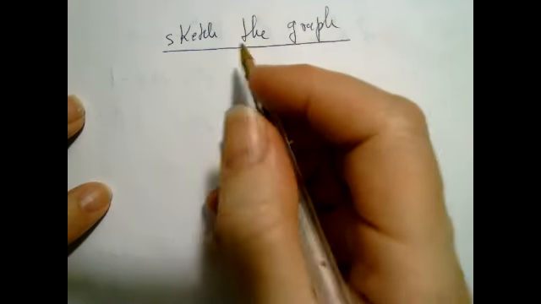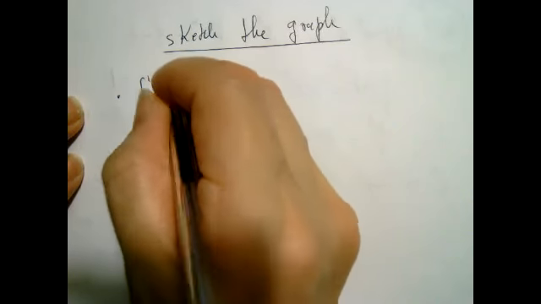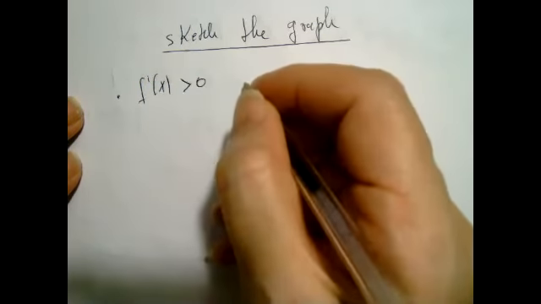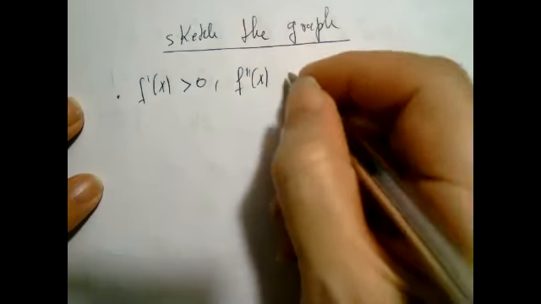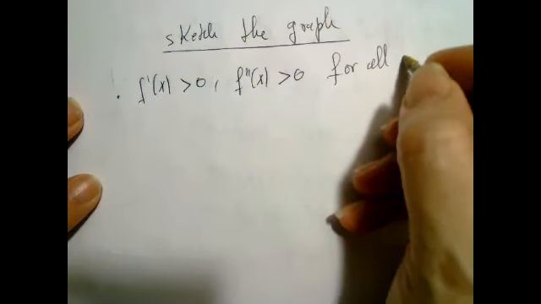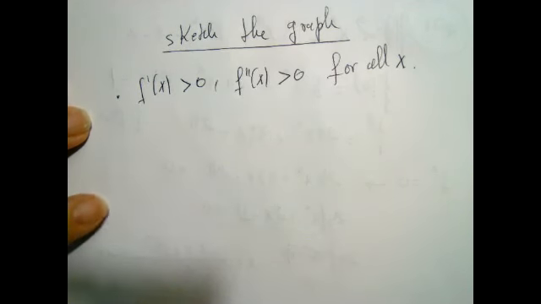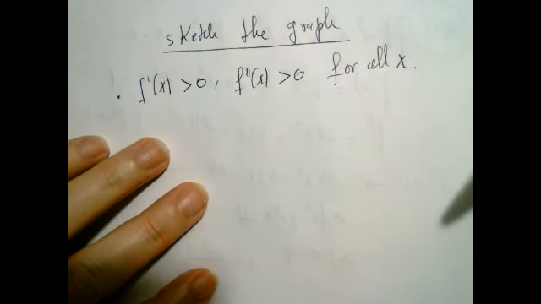So let's sketch the graph of a function that satisfies the following. So very quickly on a piece of paper, f prime positive and f double prime positive for all x. Quickly, all of you. So now we know how to find them algebraically. Now we're going to use them to sketch.